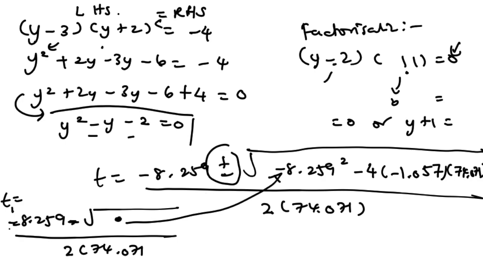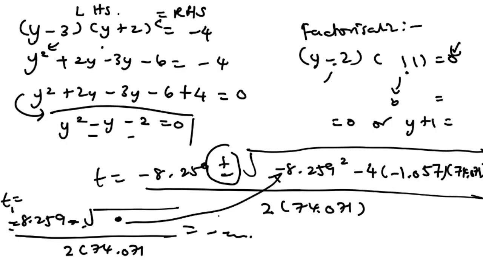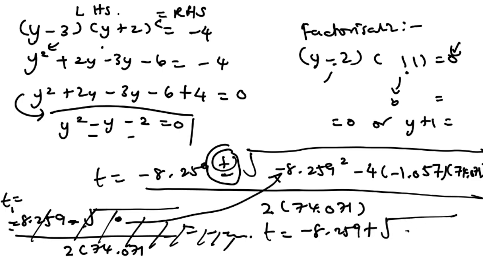My main point here is that if you see the first answer with minus, I pick minus. Minus here, and then minus again, you're going to get a negative t. Minus something, isn't it? And you refer back to the question: t is time. Time can't be negative. The question is asking you about what time the balance will be 0. Because t is time, this one cannot be used as an answer. So you need to find t using the plus one here: minus 8.259 plus the square root of this.